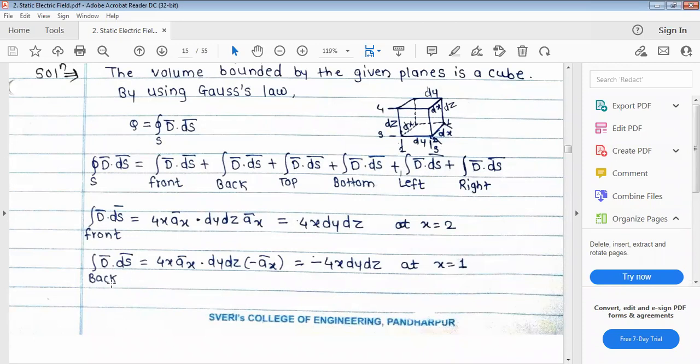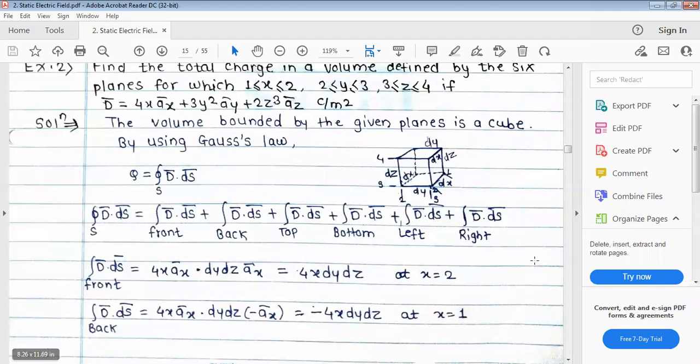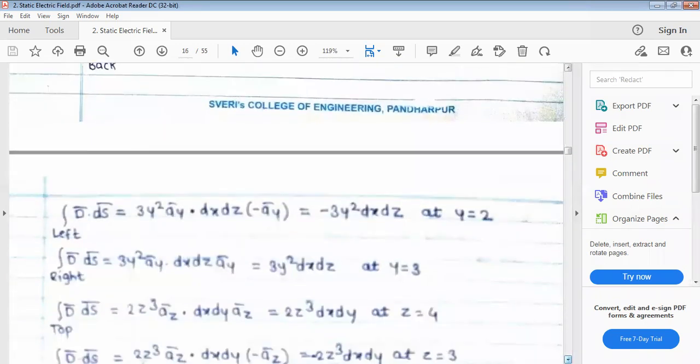Then you can consider this for the back side, that is D bar dot dS bar is equal to 4x. Again you can take the dot product of this D bar and dS bar. Now D bar is this given equation, and for dS bar, as we are considering the back side, we are going in the negative x direction. Therefore the unit vector is minus a bar x, and the differential surface area will remain the same, that is dy into dz. But there x is equal to 1. For the back side, x is equal to 1.